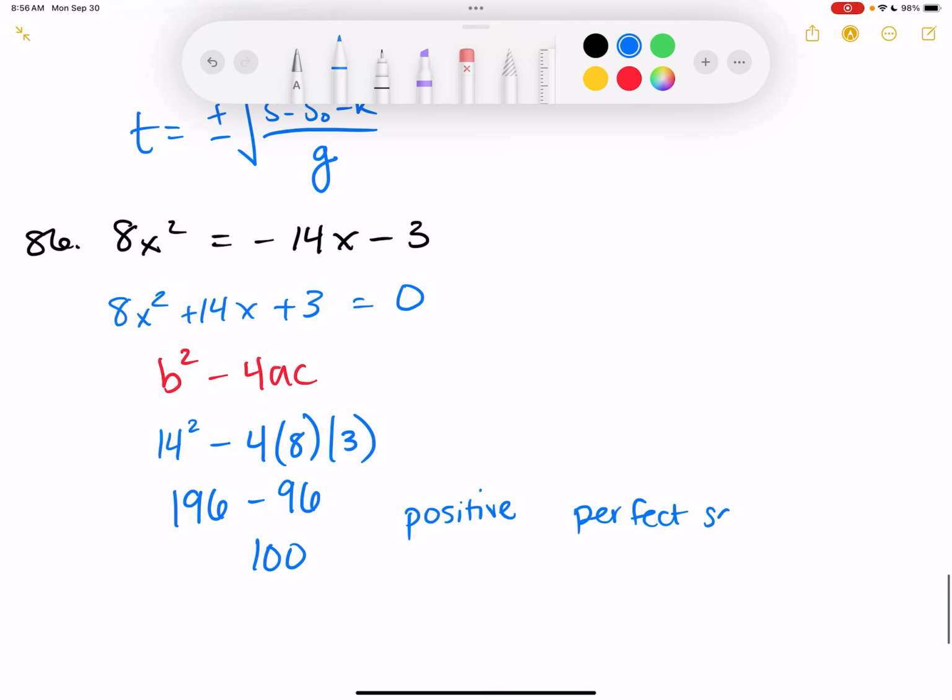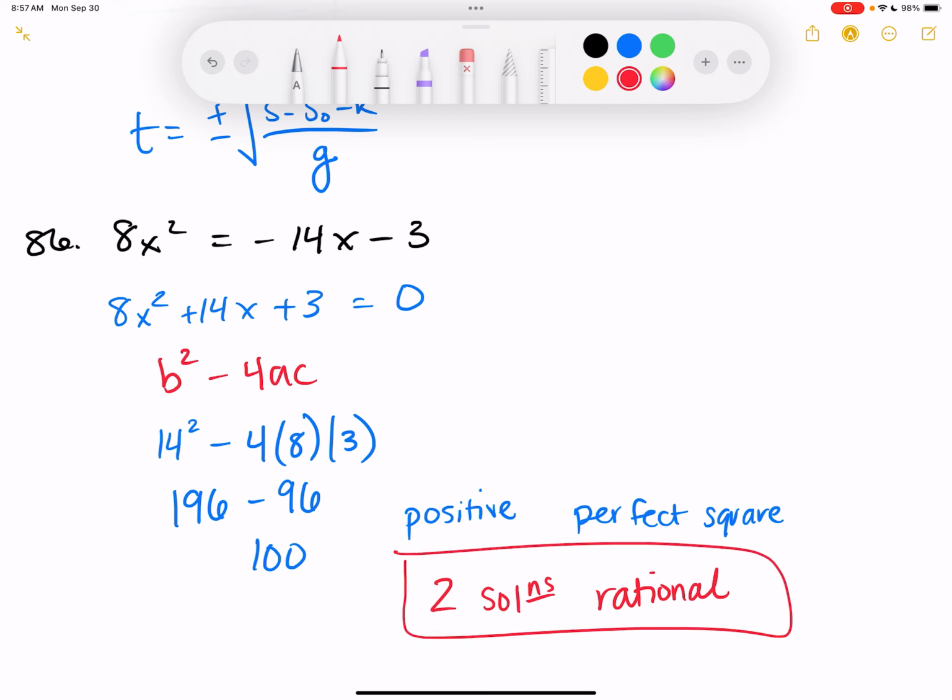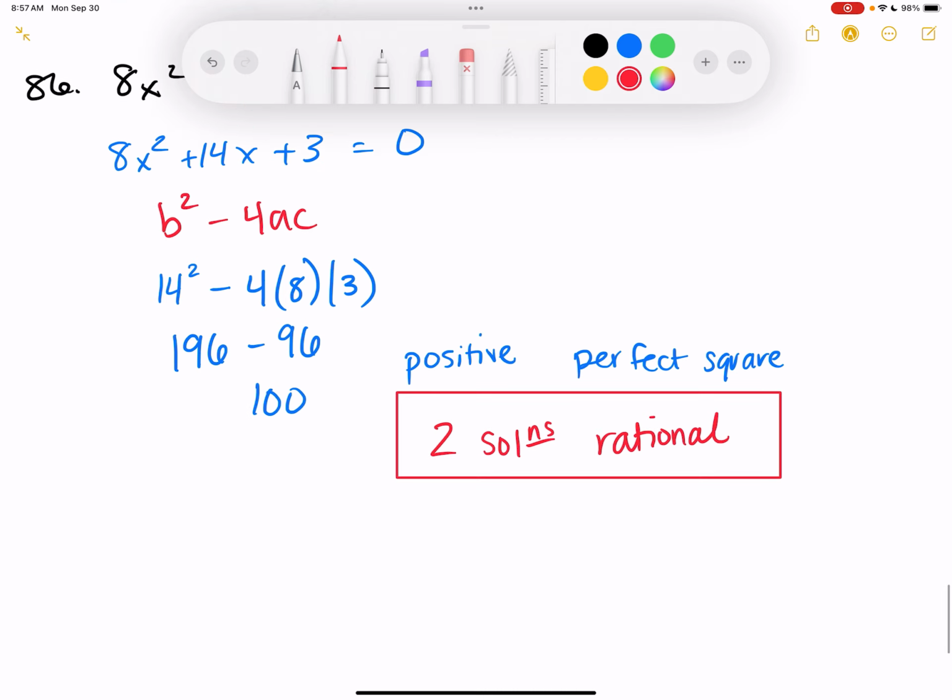So that means that I have two, how do they say it? Real solutions. Is that what we said? Or two solutions. And they are rational. So that's the answer that it's ultimately looking for. Let's see, 88: 2x squared plus 4x plus 1 equals 0.